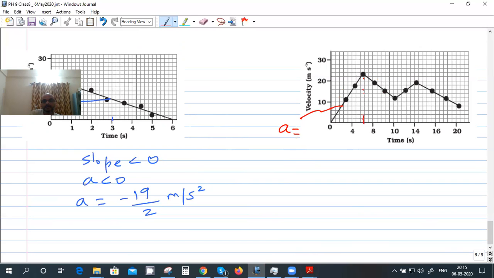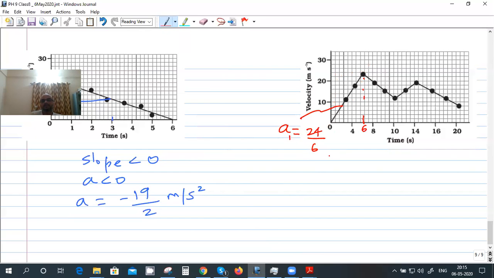This is the approximate time, right? So this is, say, approximately six. The time interval is six, and the velocity is changing from, let me call this, 24. Is that okay? Yes. So this is the acceleration of the first part.